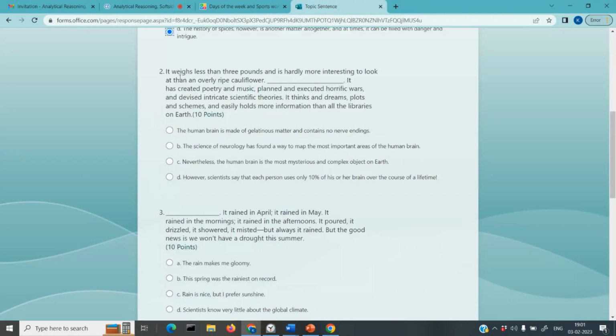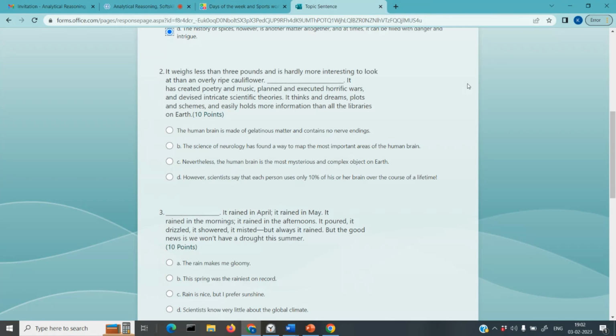It weighs less than 3 pounds and is hardly more interesting to look at than an overly ripe cauliflower. It has created poetry and music, planned and executed horrific wars, and devised intricate scientific theories. It thinks and dreams, plots and schemes, and easily holds more information than all the libraries on earth.